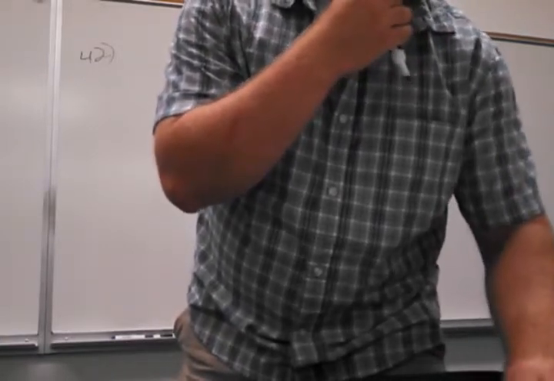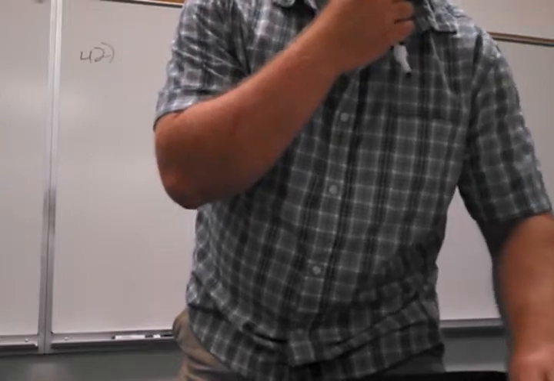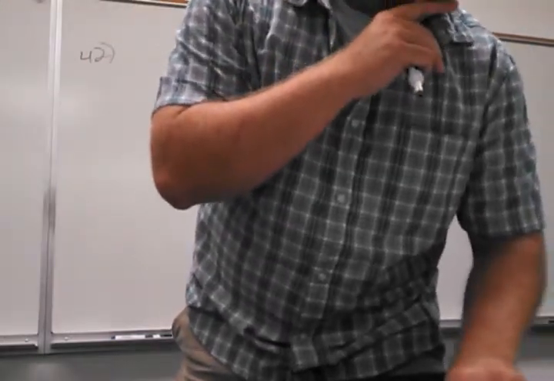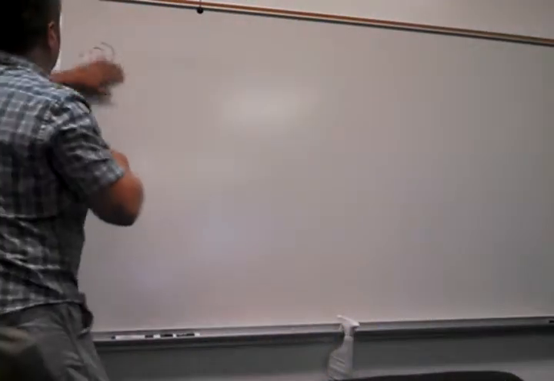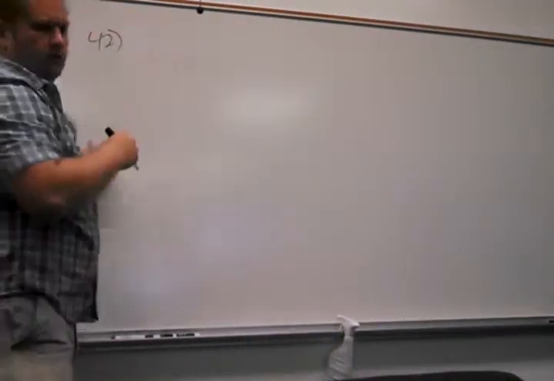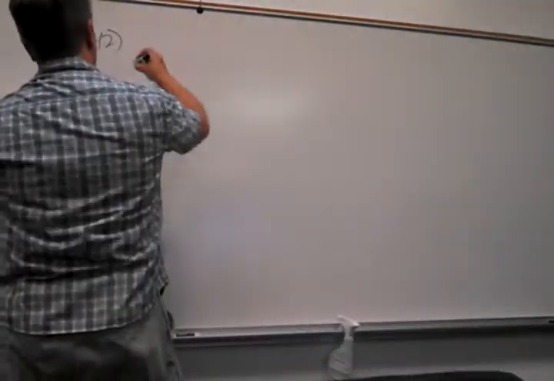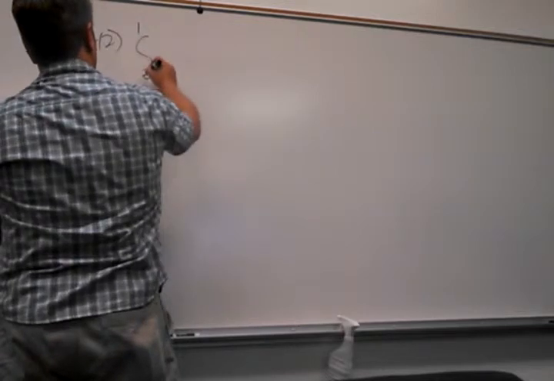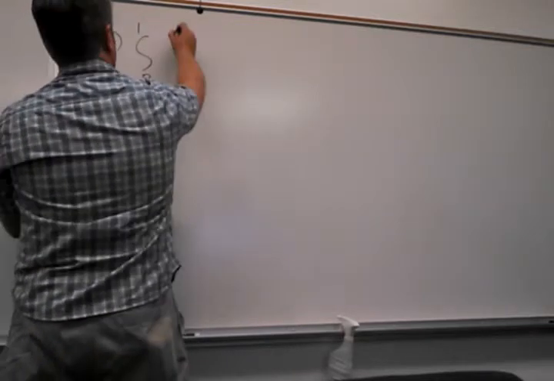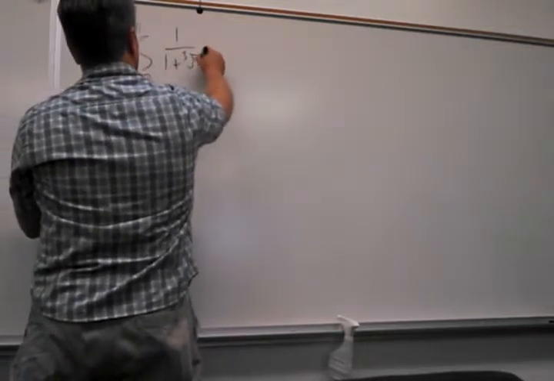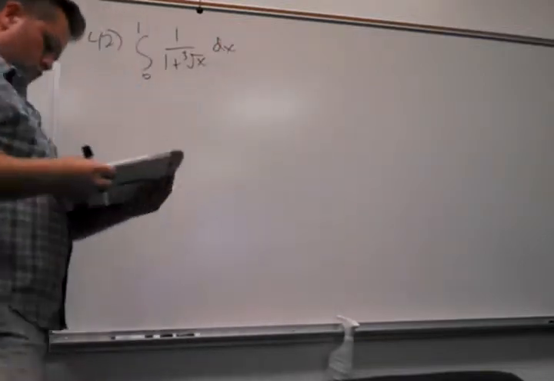So let's see. 7 point, which one? 4. So I got that out of my system. 42. So this one is in the rational functions section, the partial fraction stuff. This one here, right? Yeah.